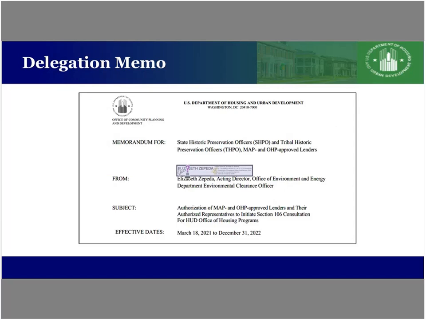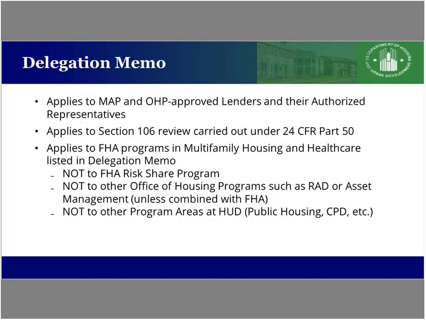Here's a screenshot of the delegation memo. A draft version of this was included in the December 18th MAP guide posting, and the final signed draft will be posted for use shortly. The memo applies to MAP and Office of Healthcare Program approved lenders and authorized representatives, and only to the FHA programs listed in the delegation memo.